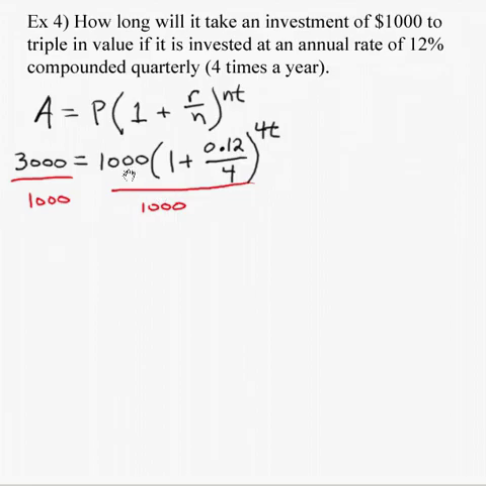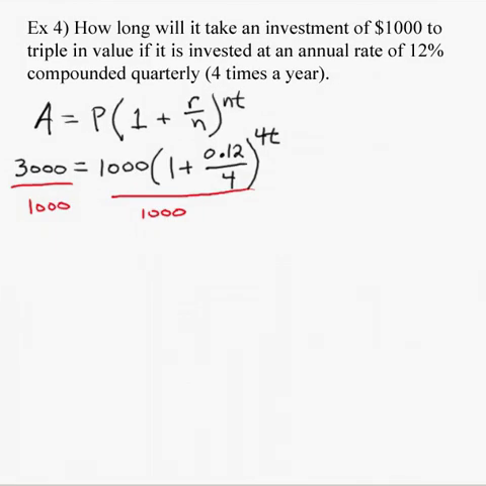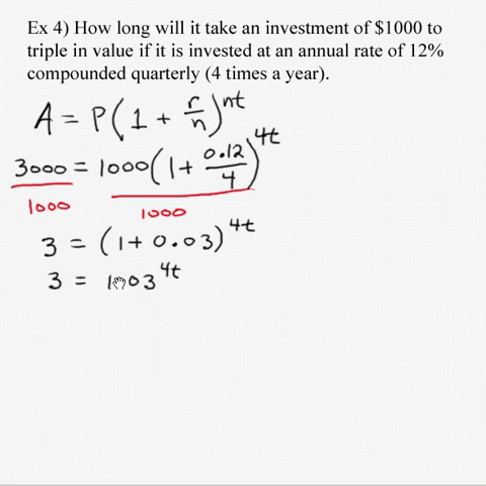All right, that'll become more easy if we divide both sides by 1,000. Get this parentheses by itself. So 3 is equal to 1 plus, and 0.12 divided by 4 is 0.03 raised to the 4t power. 1 plus 0.03 is 1.03. We're going to raise that to the 4t power. And there's only one thing that can take an exponent and turn it into a factor instead of an exponent. And that's taking the log.